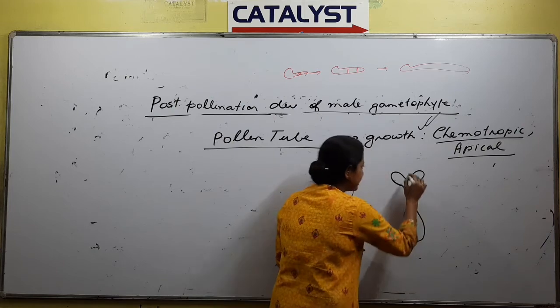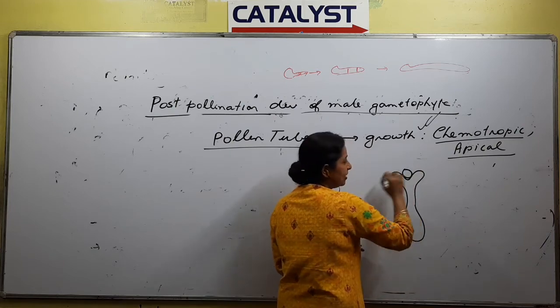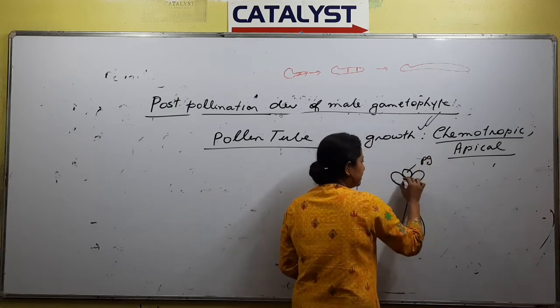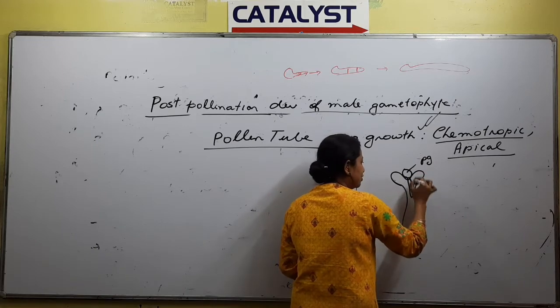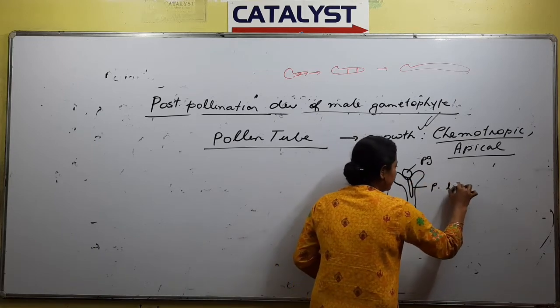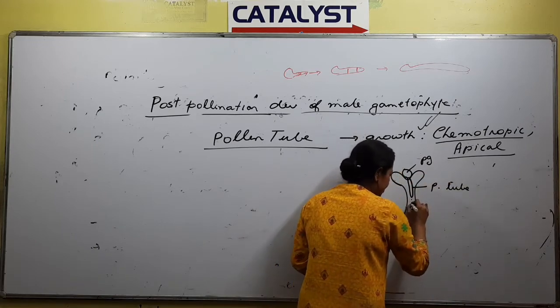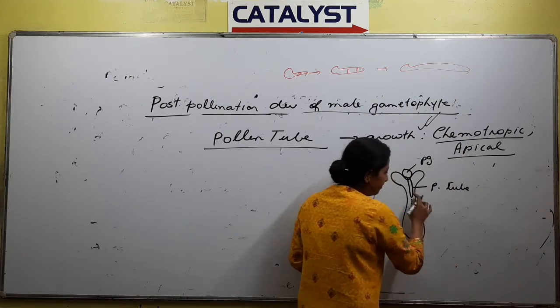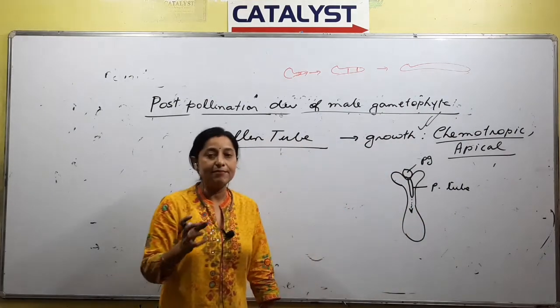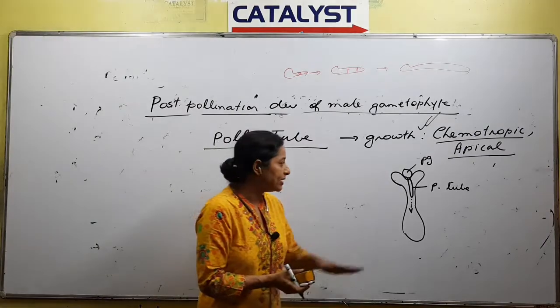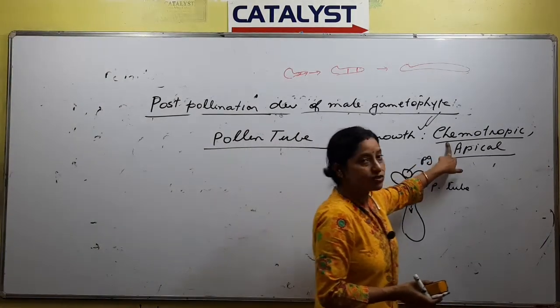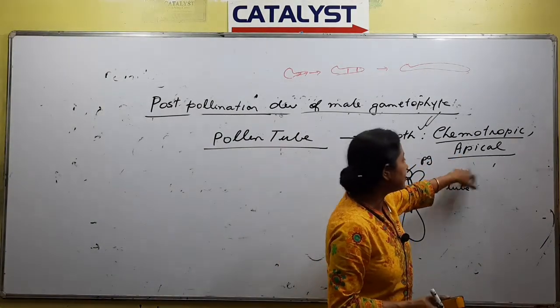So this is the pollen grain, right? And this pollen grain will develop the pollen tube. A pollen tube will keep on developing, right? The development is because of certain chemicals that are present, and because of these chemicals it is called chemotropic. Next, the growth of the tube is always apical.